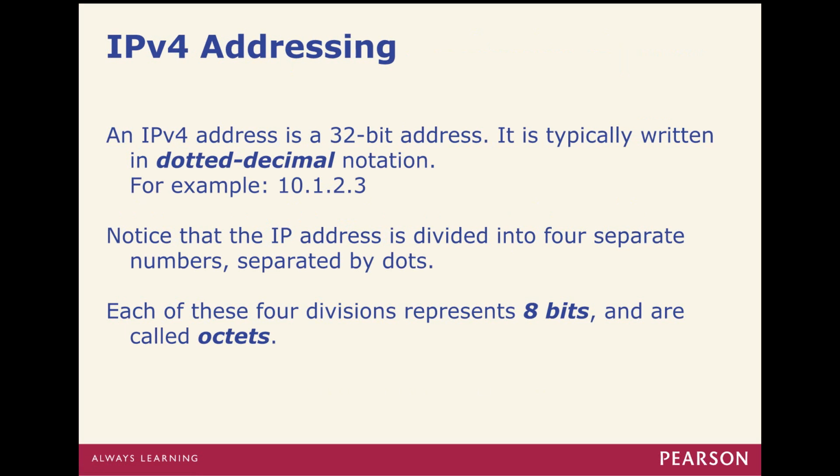So an IPv4 address is a 32-bit address. We get that 32 bits because each one of these octets represents 8 bits, and there's 4 of them. 8 times 4 is 32. It's typically written in what we call dotted decimal notation. So when we say an IPv4 address, we pronounce it as 10.1.2.3. So we have 4 separate numbers separated by dots. Again, we call each one of those an octet because it represents 8 bits of information. When we refer to 8 bits of storage on a disk or a flash drive, sometimes you hear that referred to as a byte of information.